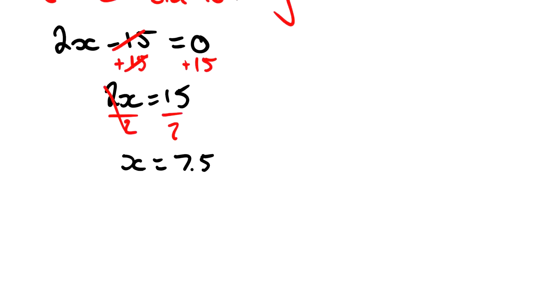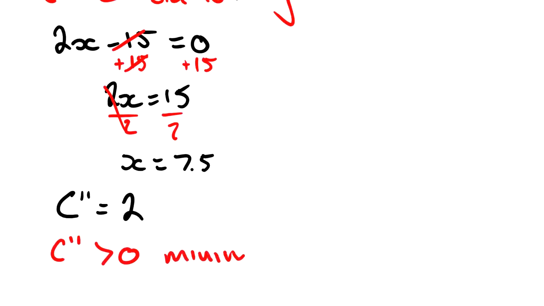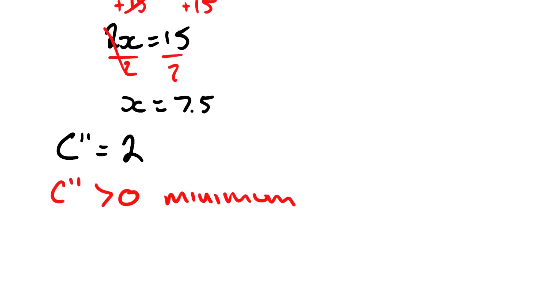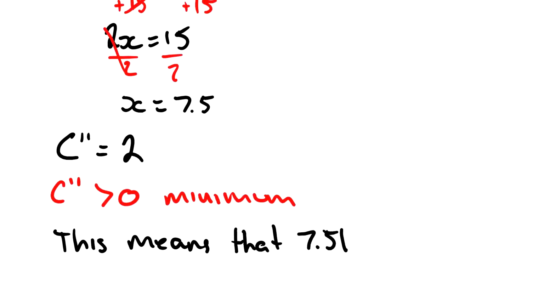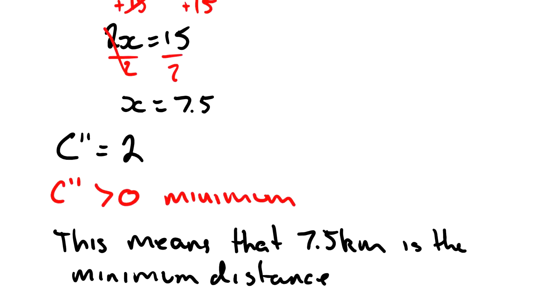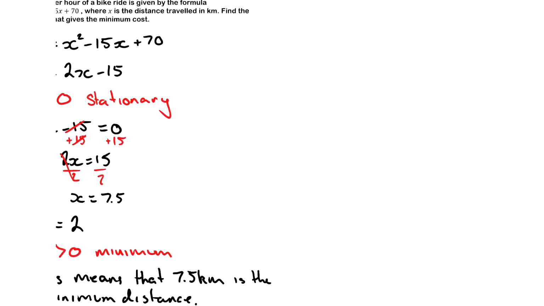So at this stage we want to test what type of stationary point this is. So we find our second derivative. Our second derivative ends up being 2. And since our second derivative is greater than 0, we have a minimum. So what this means is that 7.5, because it's in kilometers, is the minimum distance needed. And that's all there is to these type of questions.